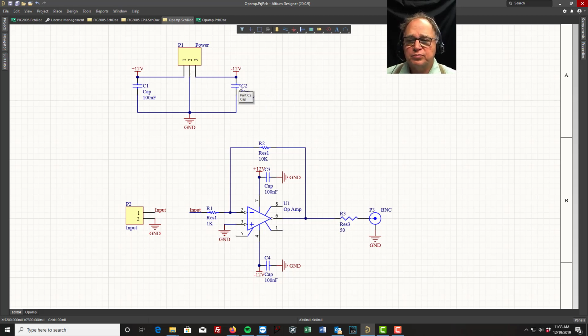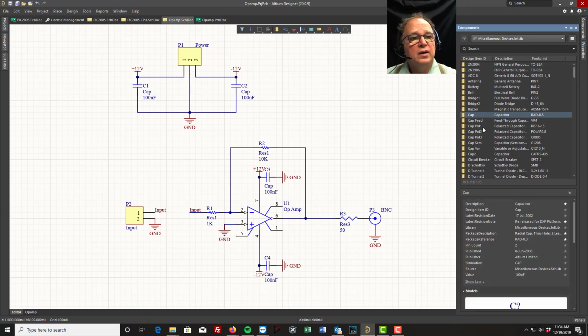So in that case, we're going to go back to our components, and here's a capacitor that says POL1. That's a polarized capacitor. All right, when I put this guy in, it's going to be a polarized. And what does polarized mean? Well, it's an electrolytic capacitor. Let me double click this here.